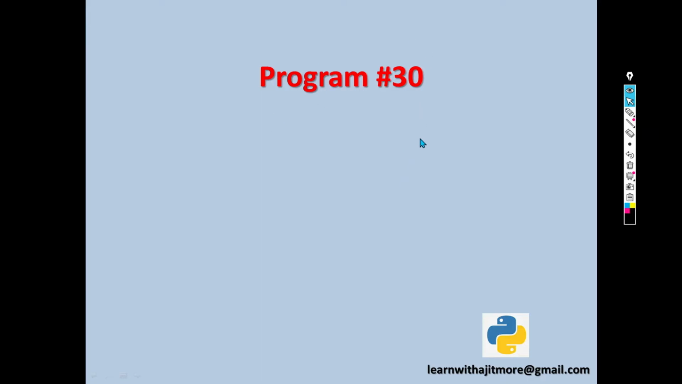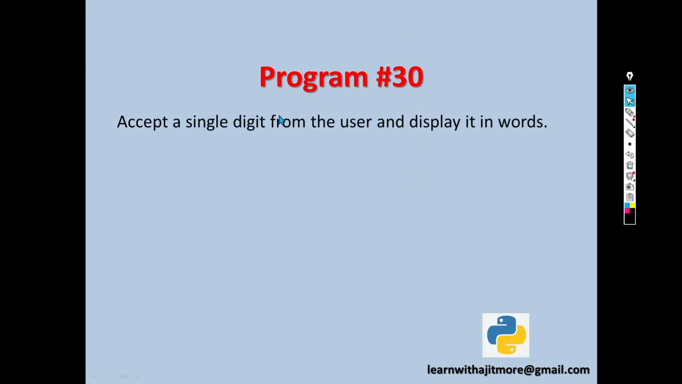Okay, let's start with problem number 30. Now in problem 30, we have to accept a single digit from the user and display it in words. Very simple question. We accept a single digit and match it with 0 to 9. If it is 0, we'll display ZERO in words. If it is 1, we will display ONE. And if it is not between 0 and 9, then give an appropriate error message.